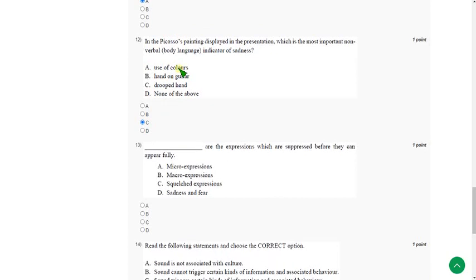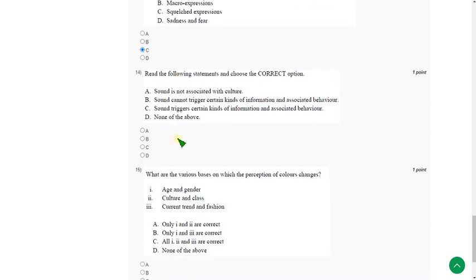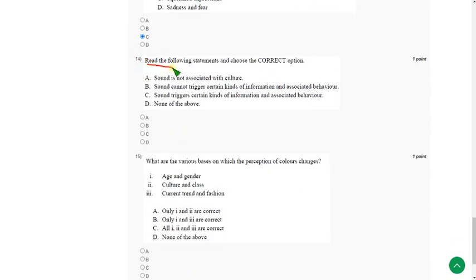Moving on to the 13th one. Dash are the expressions which are suppressed before they can appear fully. So the answer for the 13th question is option C, squelched expressions. So mark option C. Moving on to the 14th one, read the following statements and choose the correct option. So the correct option is option C, sound triggers certain kinds of information and associated behavior. So mark option C.